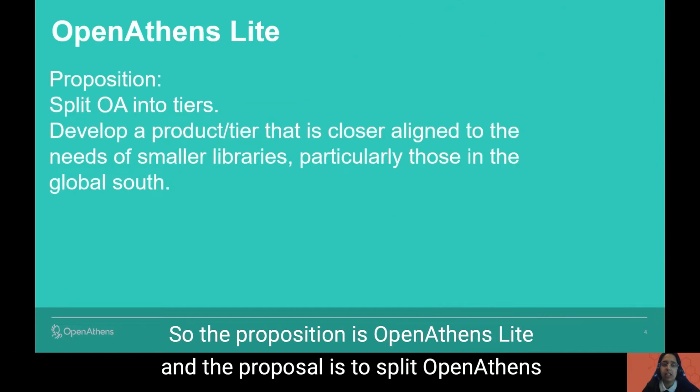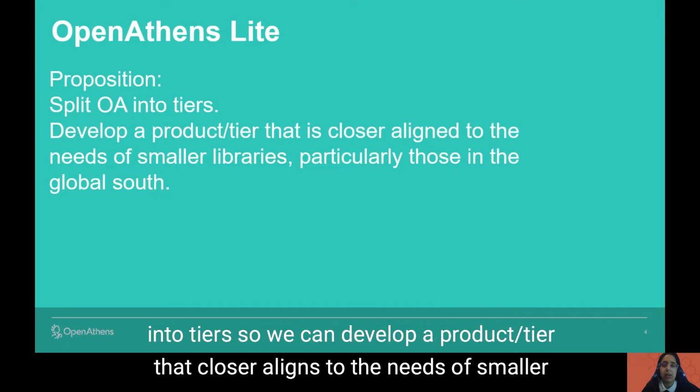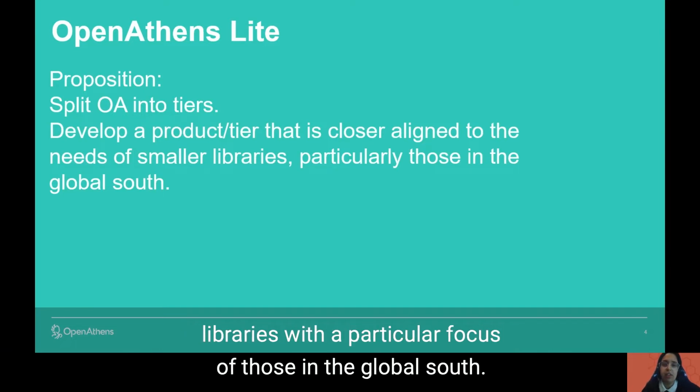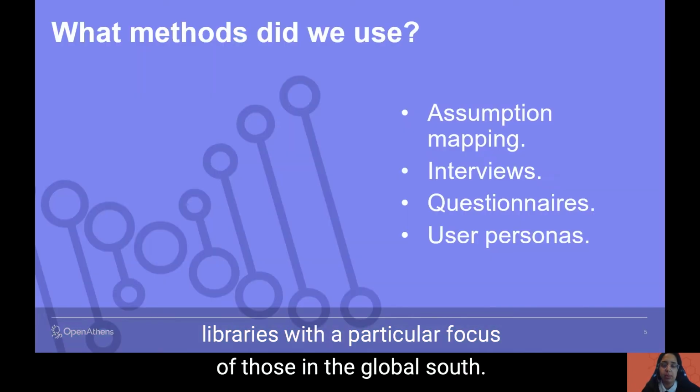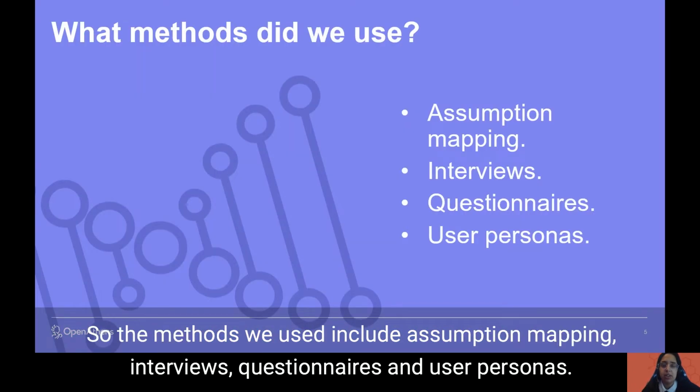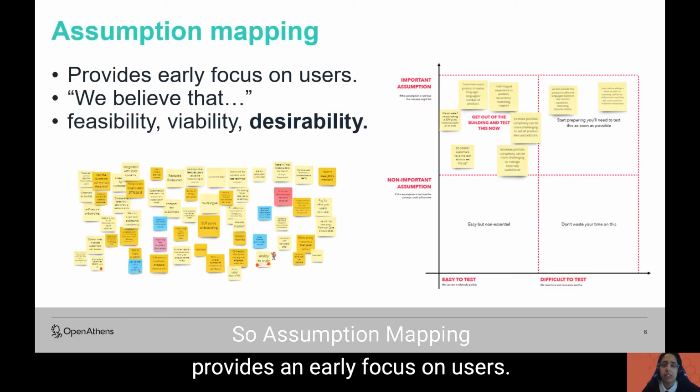So the proposition is OpenAthens Lite, and the proposal is to split OpenAthens into tiers, so we can develop a product/tier that closer aligns to the needs of smaller libraries, with a particular focus of those in the global south. So the methods we used include assumption mapping, interviews, questionnaires, and user personas. Assumption mapping provides an early focus on users.